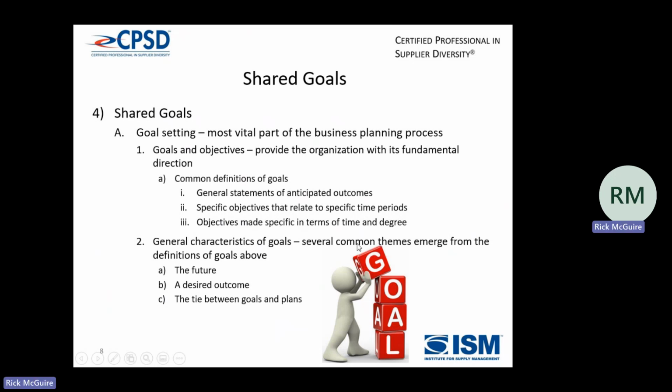General characteristics of goals. Several common themes emerge from the definitions of goals above. They're always about the future, they're about a desired outcome, and they're about the tie between goals and the strategic plans that the company has.